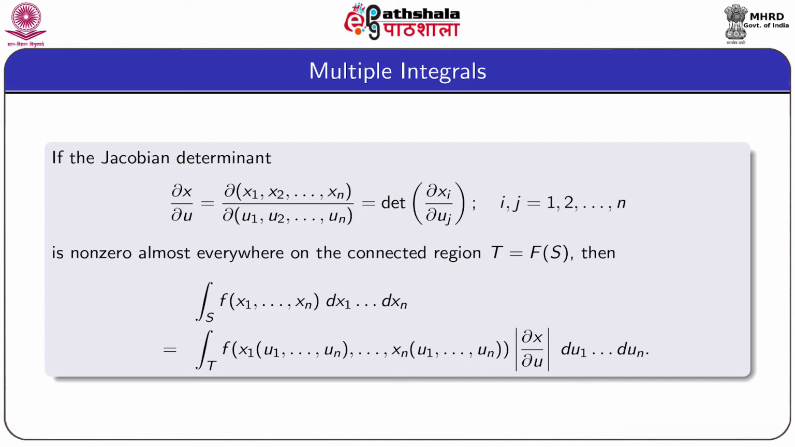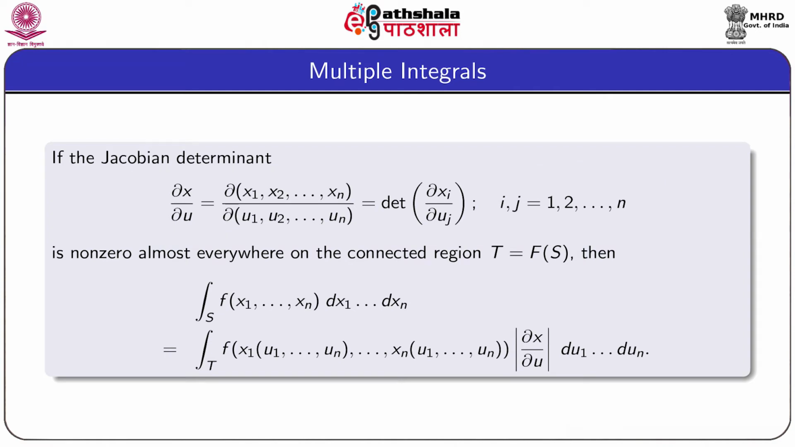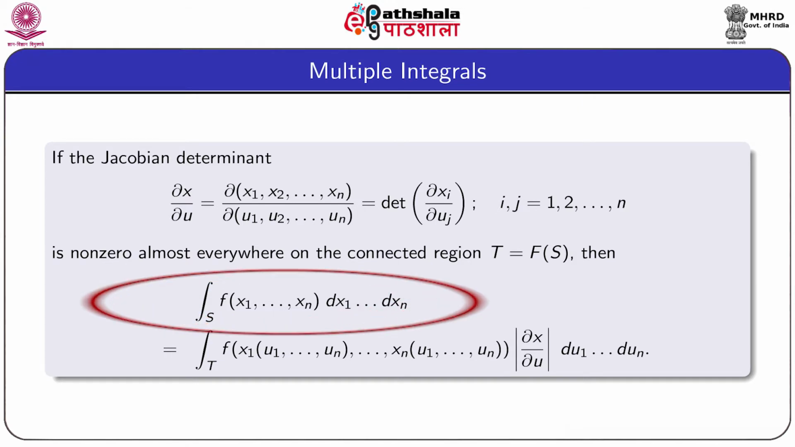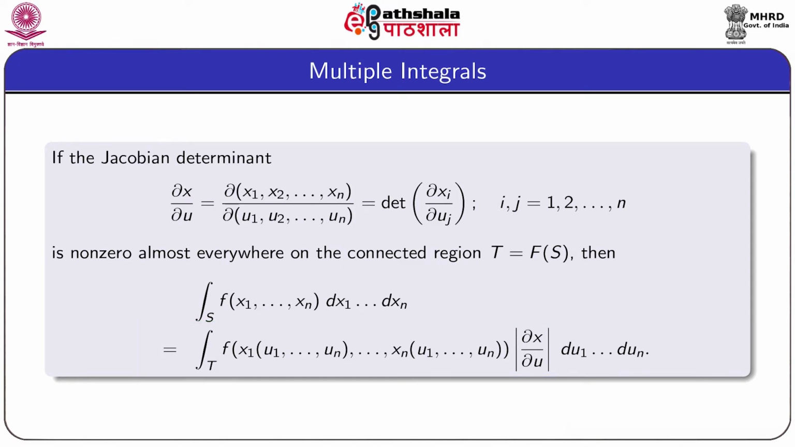If the Jacobian determinant ∂x/∂u, that is ∂(x1, x2, ..., xn)/∂(u1, u2, ..., un), which is nothing but the determinant of ∂xi/∂uj, where i and j both run from 1 to n, is non-zero almost everywhere on the connected region T equal to F(S), then the integral of f over S equals the integral of f(x1, x2, ..., xn), but considered as a function of u's, multiplied by the modulus of ∂x/∂u, du1 up to dun, over the region T.